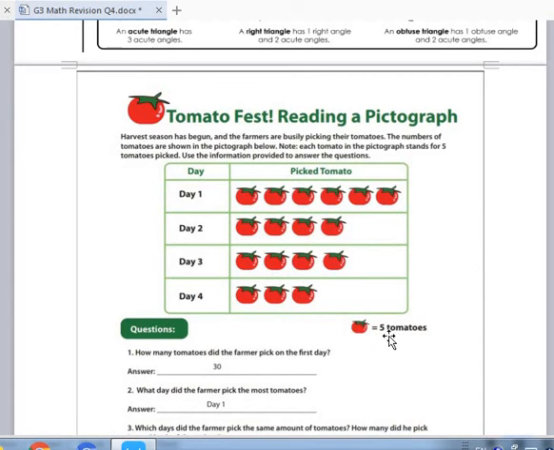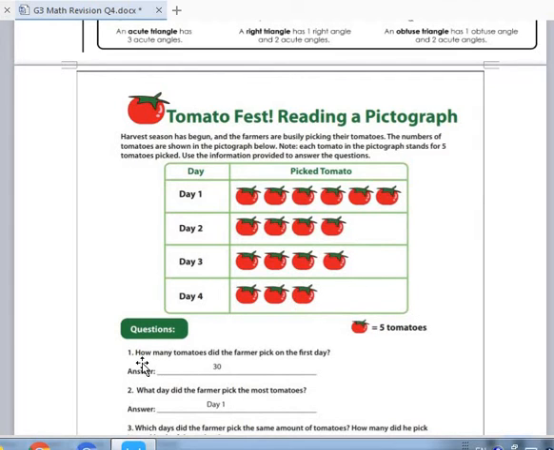I have here the key of this table, that each picture gives me 5 tomatoes. This means in day 4 I have 1, 2, 3 pictures. I prefer to call it picture. So each picture gives me 5 tomatoes. So 3 times 5. Every time I multiply by the 5, the given rule, the given key. Here 5 times 3 will give me 15.